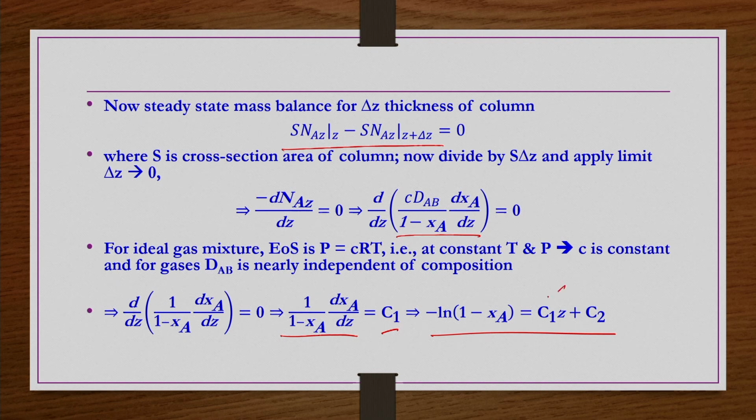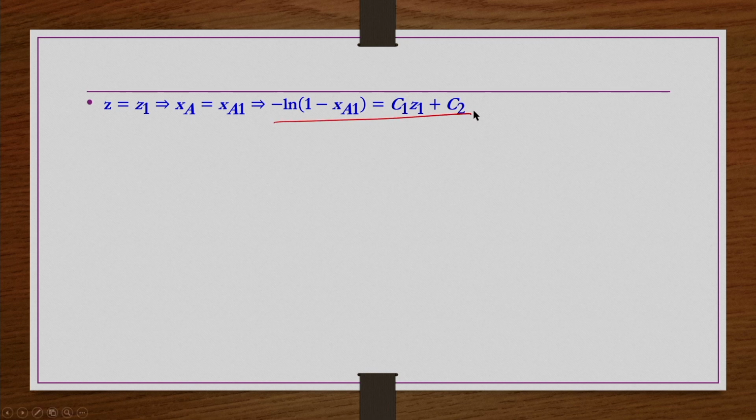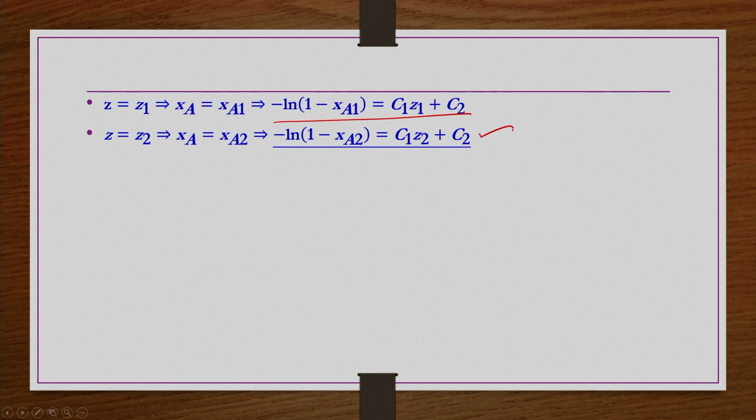Now, if we know C1 and C2, then we can know the XA profile as a function of Z. So, we need two boundary conditions. We already have them: at Z is equal to Z1, XA is equal to XA1, so this equation you get. Now, at Z is equal to Z2, XA is equal to XA2, so then this equation you get.